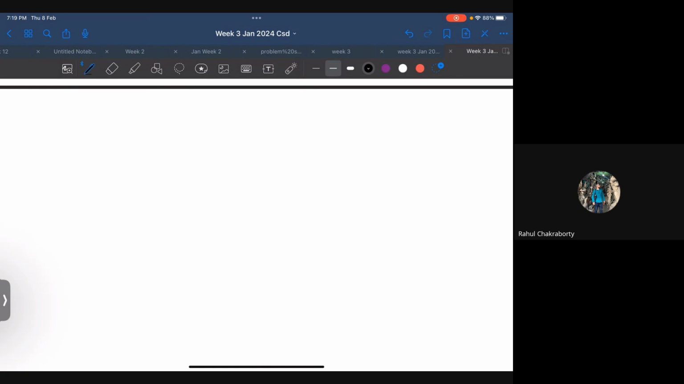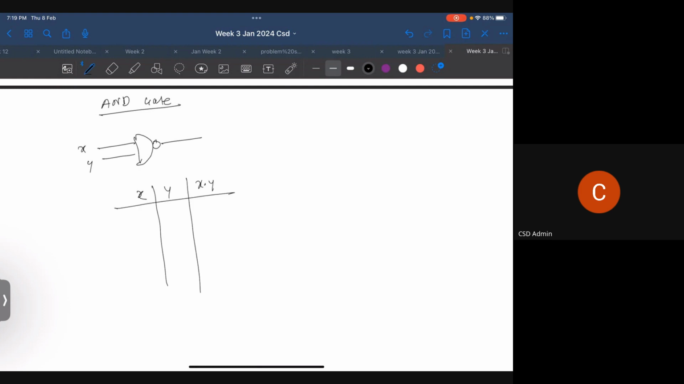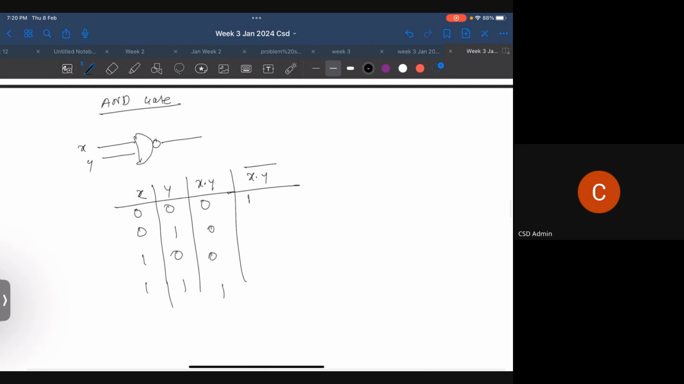So a two input NAND gate is required to create a circuit for the minimized expression. The NAND gate is an AND gate followed by a NOT. Suppose this is x and this is y, and the output is x dot y bar. The truth table for inputs 0 0, 0 1, 1 0, 1 1: for the AND, 0 0 0 1, and after the NOT, it becomes 1 1 1 0. Now this is a NAND gate, right?